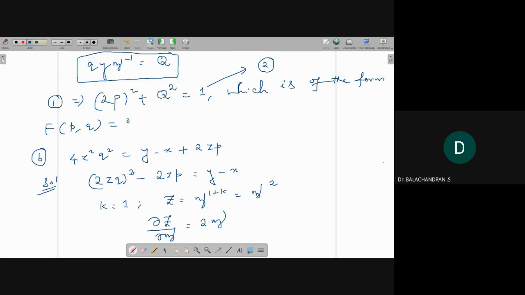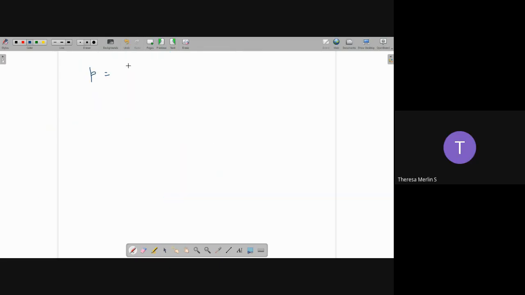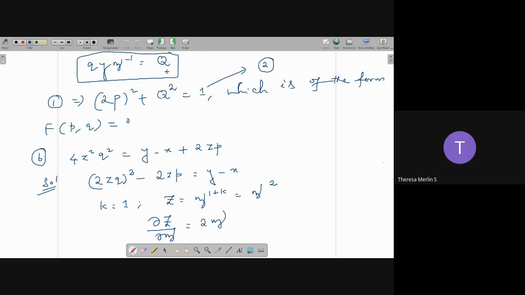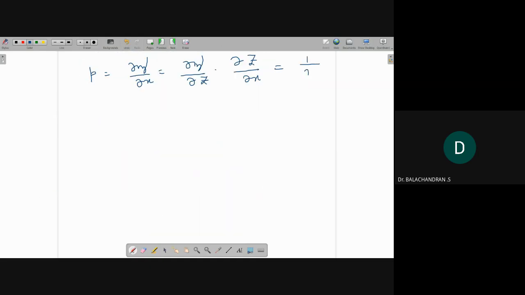So what partial derivatives do I need to use? Small p is equal to dou z by dou x, which is dou small z by dou capital Z into dou capital Z by dou small x. What is this? This is 1 by 2z into capital P, sir. This is the reciprocal of this. So 1 by 2z into capital P, cross multiply. So 2z small p is equal to capital P.